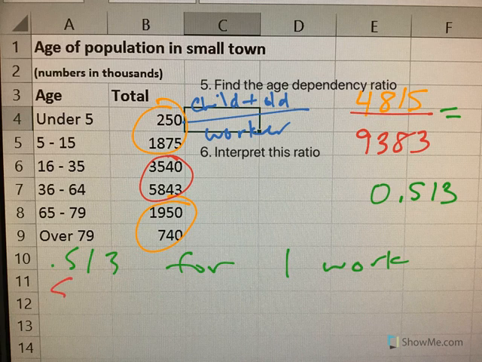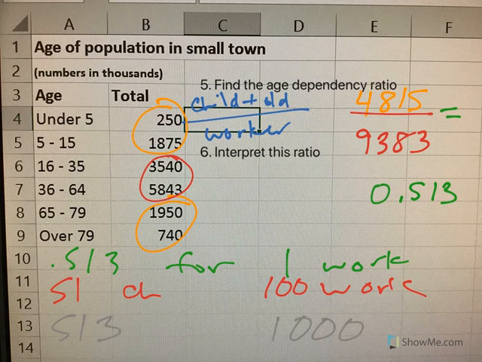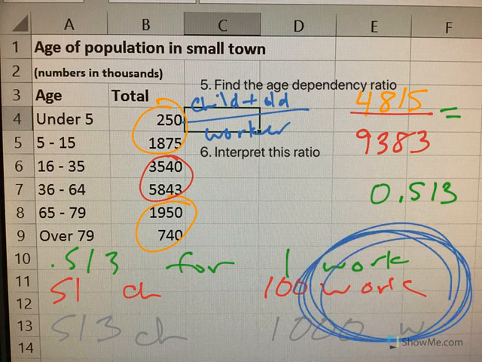We could move our decimals. We could do 51 children for every 100 workers, because that was a 2 decimal point. Or I could move it 3 places, and that would make it 1,000 workers. It really depends on how many places you want to move it. But remember, anytime you're doing dependency ratios, we're comparing to workers. It has to be the working class.